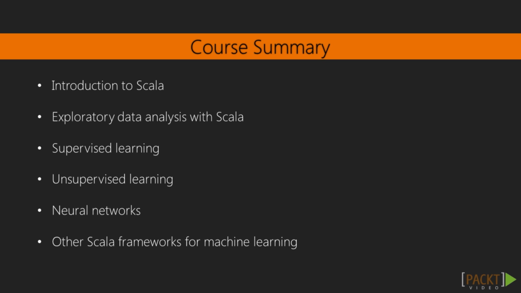Then in section 3, we dove into supervised learning, where we learned about and implemented several regression and classification algorithms. Then we looked at unsupervised learning in section 4, where we studied clustering and dimensionality reduction. Then in section 5, we covered neural networks and implemented 2 neural network models. Finally, in this section, we looked at 2 other Scala frameworks for machine learning, Akka and Apache Spark.